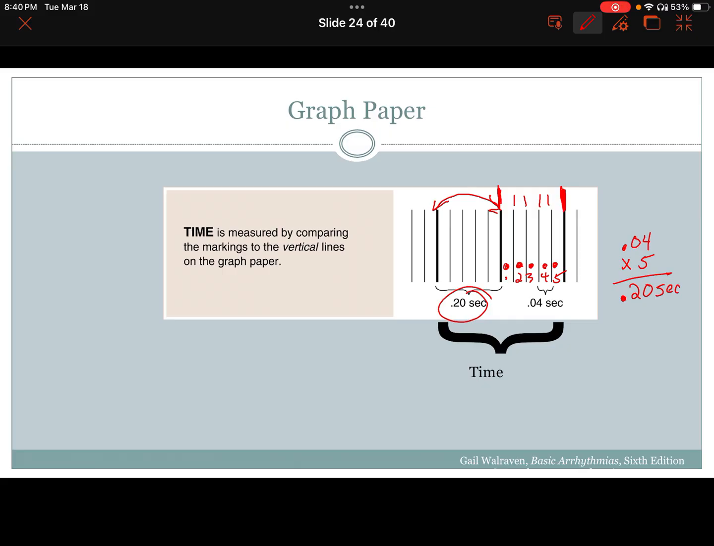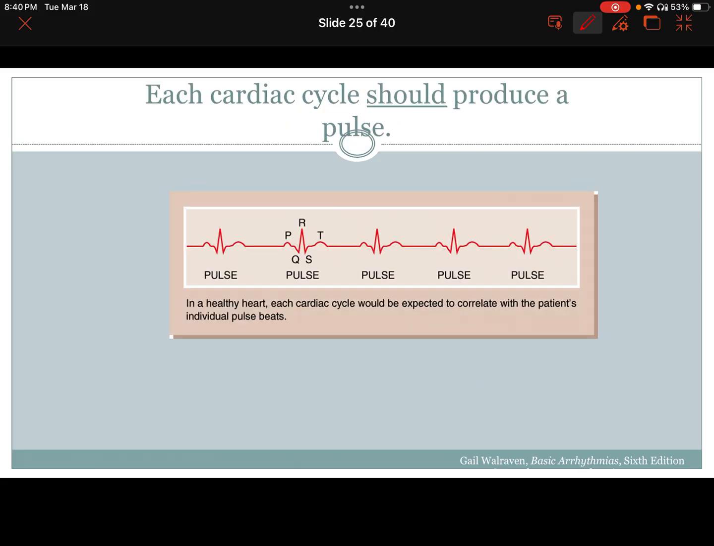So we can measure voltage and we can measure time. And each time you have a cardiac cycle, it's going to create a pulse. Okay? And a cardiac cycle is from the P wave all the way to the T. So you're looking from here to here. You're going to have a pulse. So each time you have a cardiac cycle, it should produce a pulse.